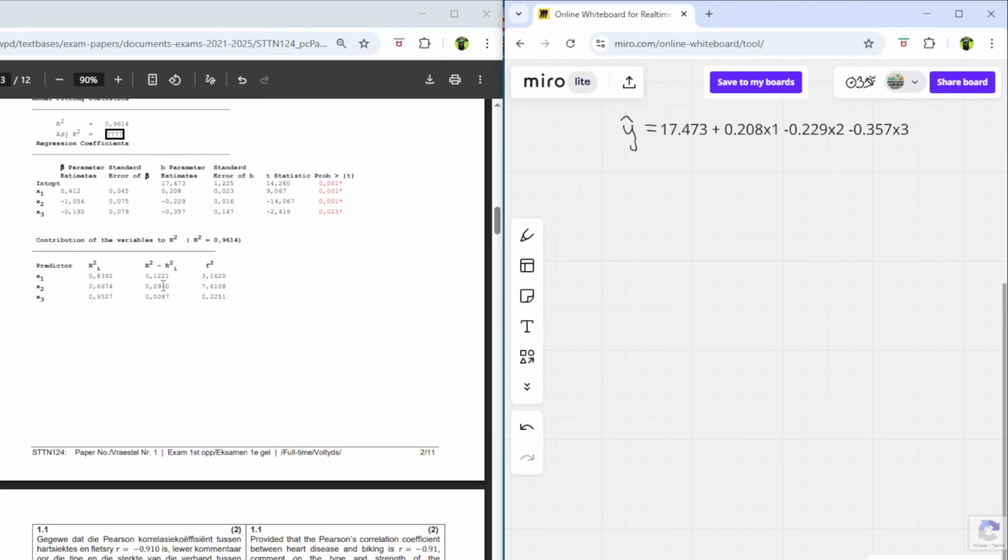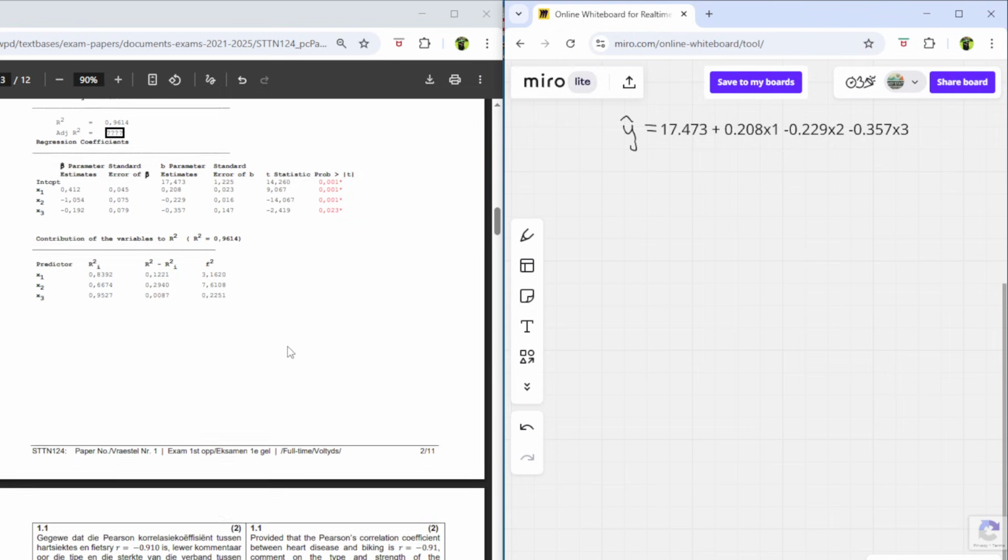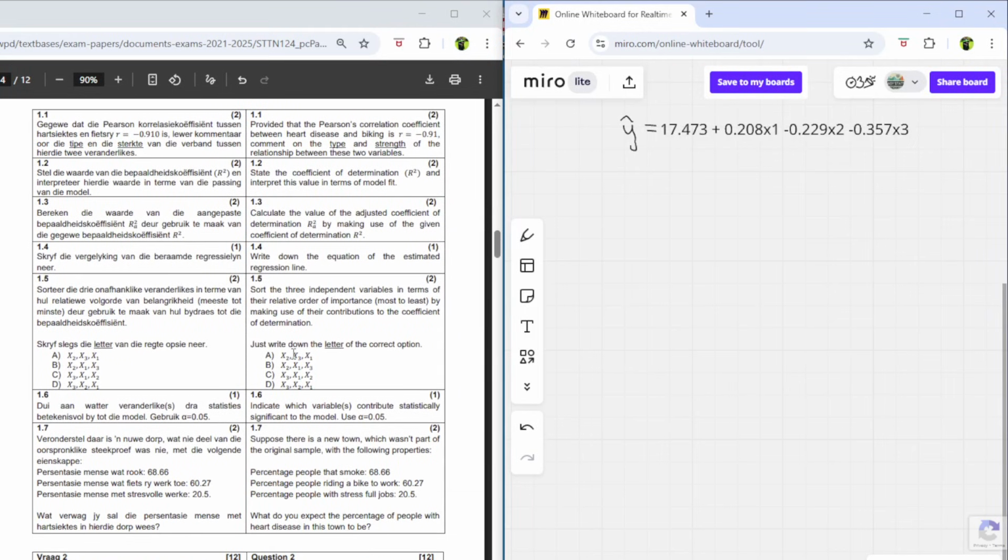So the order of importance is x2, x1, and then x3. So that is the order of importance. They said just write down the letter of the correct option. So it has to be x2, x1, and x3. So letter B is the correct one here. I don't have to write that over here. It's just letter B, x2, x1, and x3. If they said from least to most, then it was going to be x3, x1, then x2, so it was going to be option C. But they said most to least. So most to least is 2, 1, and 3. Just like that.